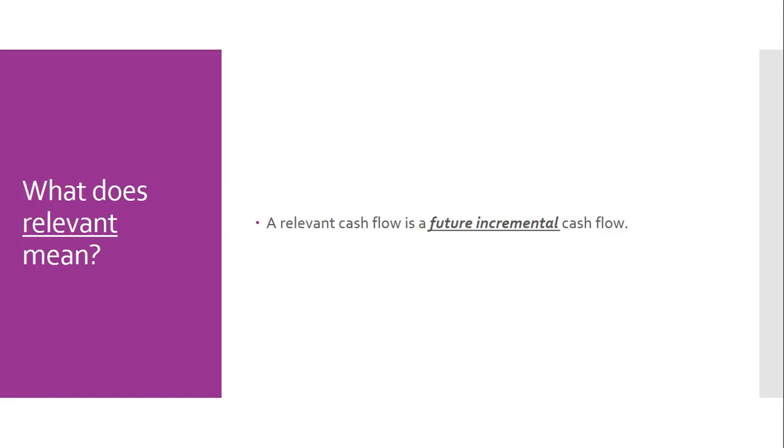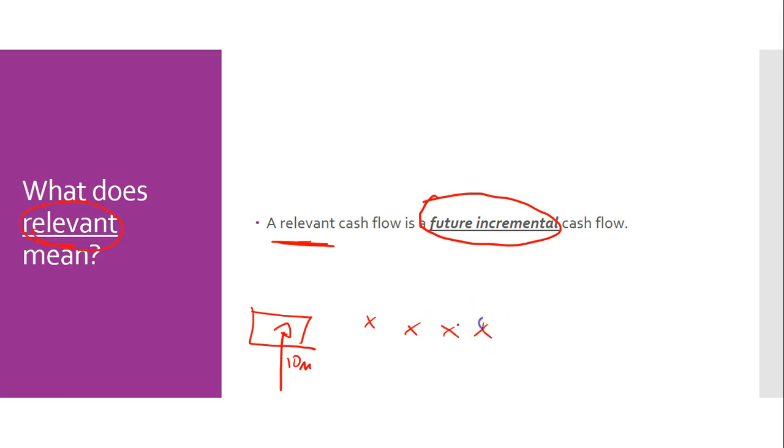So what is a relevant cash flow? What does relevant mean? A relevant cash flow is a future incremental cash flow. Future, incremental. It must be incremental. In class, I gave the example of NPVs: if you have an existing machine, for example, and then you embellish it, you make it better, you spend 10 million on it. The machine was already bringing in some sales anyway, right?